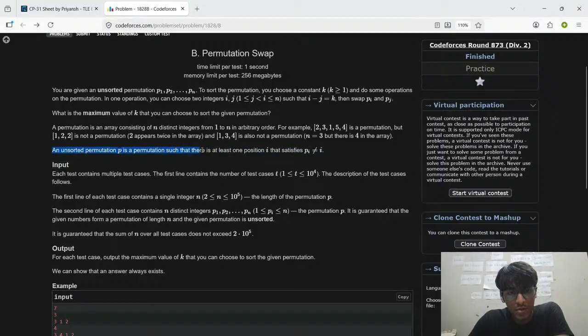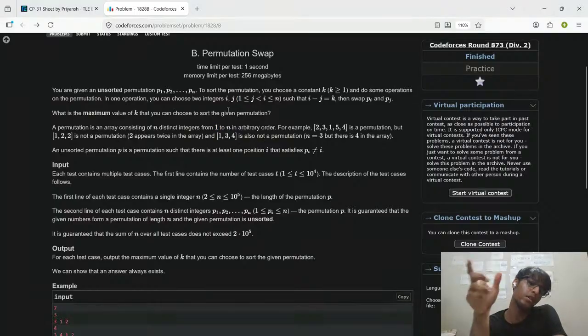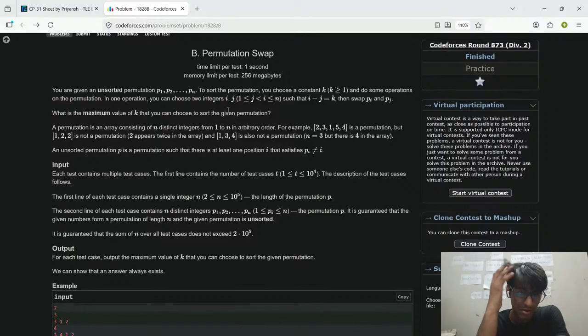An unsorted permutation is a permutation such that there is at least one position i that satisfies Pi is not equal to i. Okay, and I'm assuming i starts from 1. So i is from 1 to n, and the permutation values are from 1 to n, and it is an unsorted permutation. So that means the values will be from 1 to n in arbitrary order. It won't be sorted, and we have to sort them.